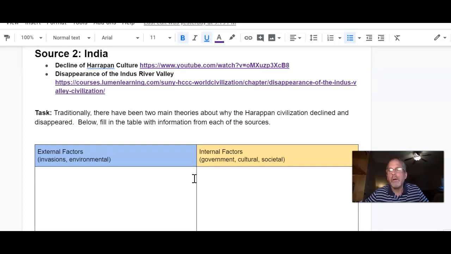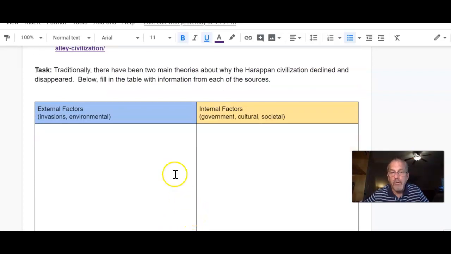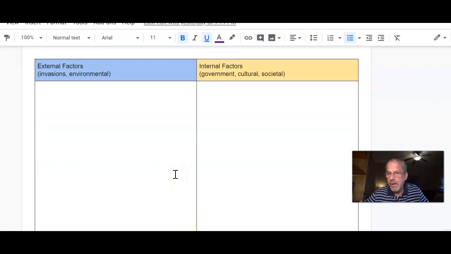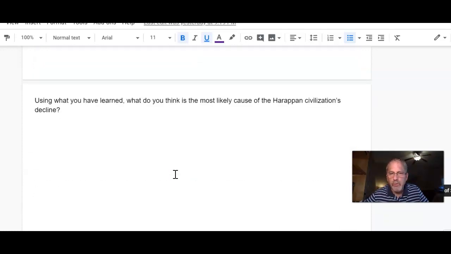Then we're also going to look at India in source number 2. So in the next 2 days, you're only looking at 2 major civilizations that we've been studying and looking at their decline and the factors that contributed to that. So ladies and gentlemen, that's your task.